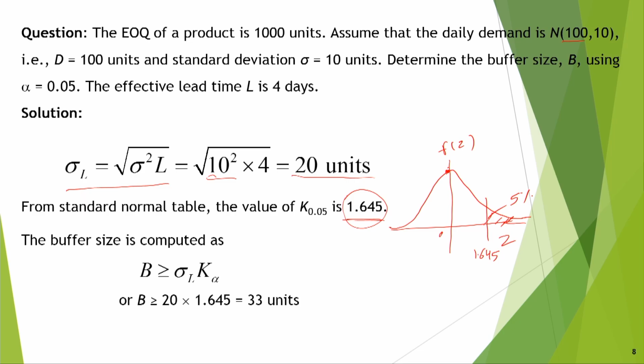Therefore, buffer size is simply computed as B equal to sigma L times K alpha, that means B should be greater than 20 times 1.645, which is 33 units. So 33 units should be kept extra to account for the uncertainty, other than your normal stock. That is, 1.645 times the standard deviation.